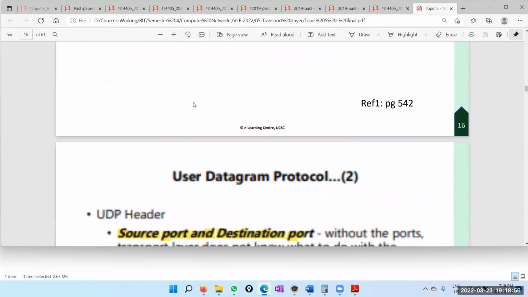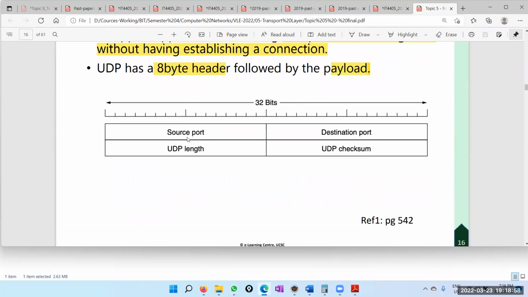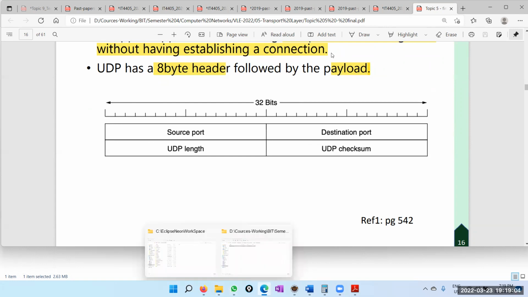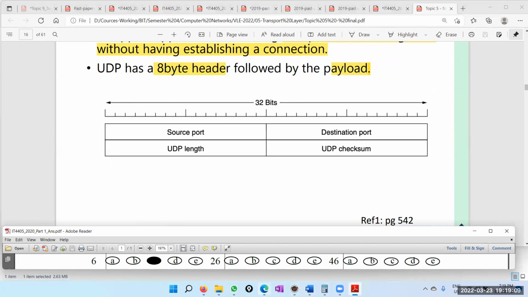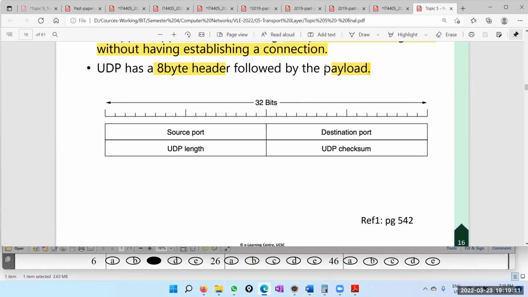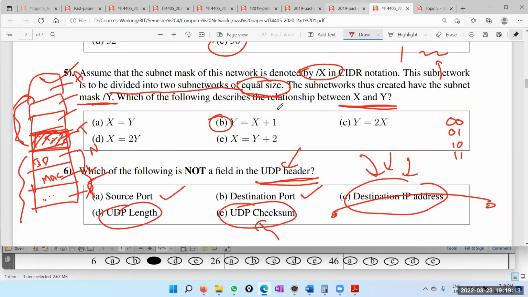Yes, a UDP header format. You can see source port, destination port, UDP length, UDP checksum. So your syllabus also is the same, right? It's the same, because that is concept, right? Concept will not change. So the answer is therefore destination IP address.